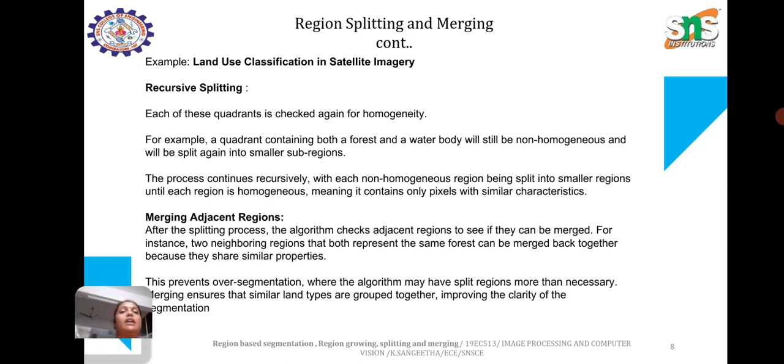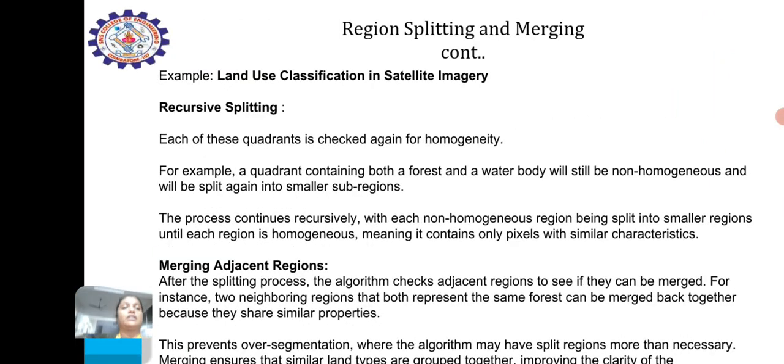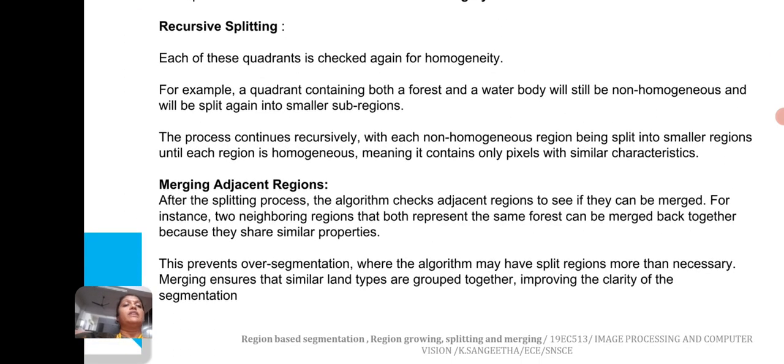Next is recursive splitting. Each of these quadrants is checked again for homogeneity. For example, a quadrant containing both a forest and a water body will still be non-homogeneous and will be split again into smaller subregions. This process continues recursively, with each non-homogeneous region being split into smaller regions until each region is homogeneous.